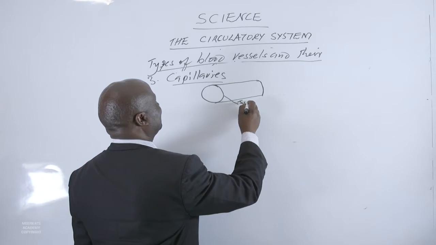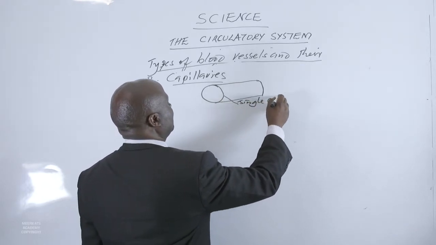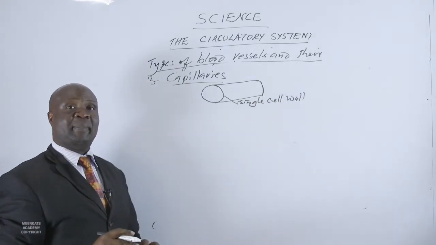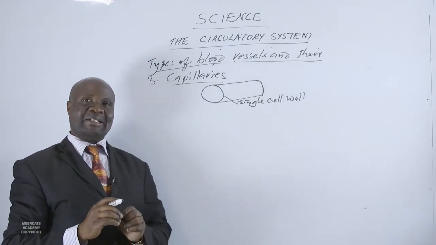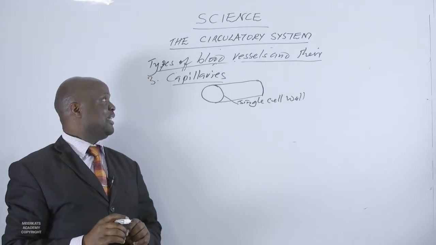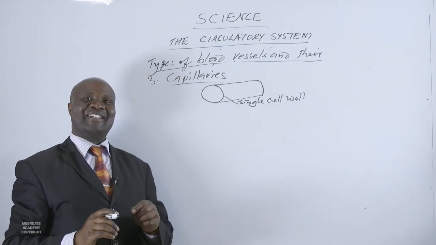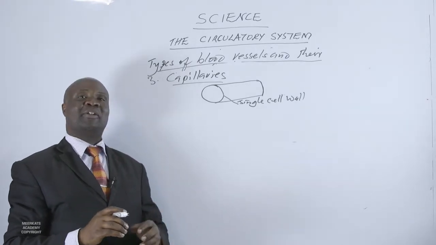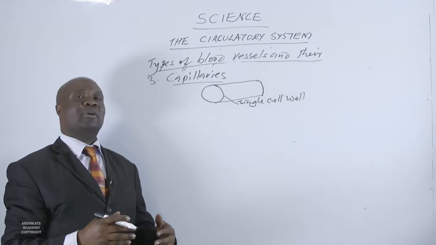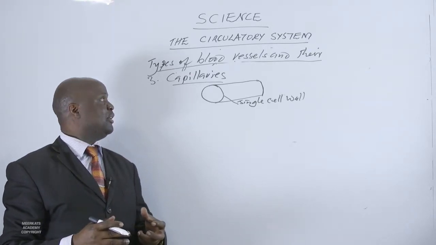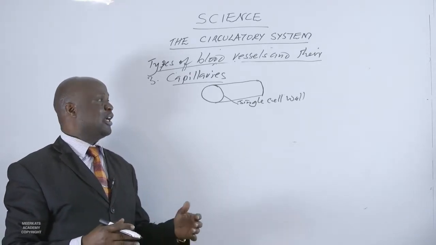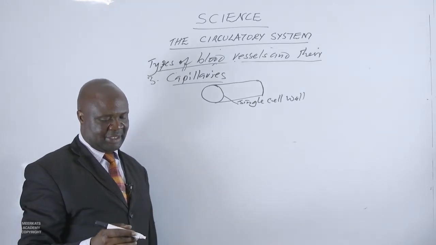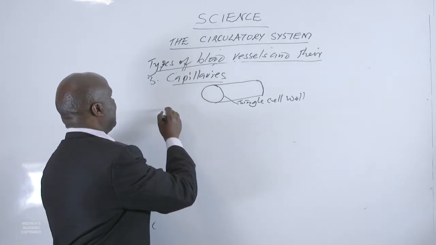They have a single-celled wall. Blood capillaries are very tiny, and their walls are made of a single cell. So they're very tiny. It is through them that the oxygen is able to pass, and so forth. And even carbon dioxide diffuses out. So we can say the following characteristics are associated with the capillaries.